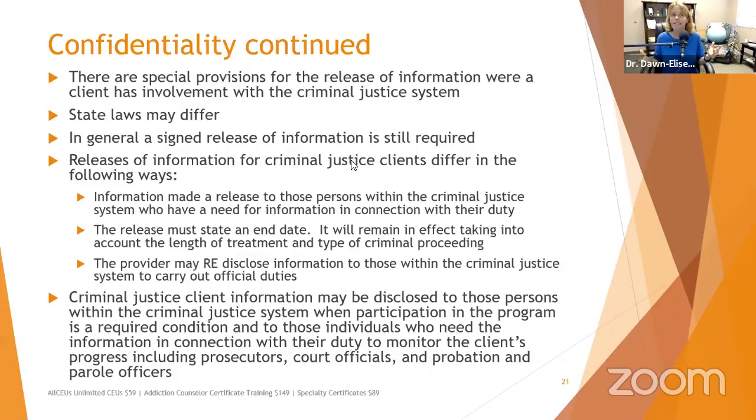You see how this ethics thing is about what exactly qualifies as an official duty. You really want to play it close to the vest and not disclose anything that you don't think is imperative in making sure the client gets the highest quality of treatment and service. Criminal justice client information may be disclosed to those programs within the criminal justice system when participation in the program is a required condition, like probation and parole, and to those individuals who need the information in connection with their duty to monitor the client's progress, including prosecutors, court officials, and probation and parole officers. So, in order to help the person get off papers, those people may need to be in the know. So it's important to know who you're required to release information to.